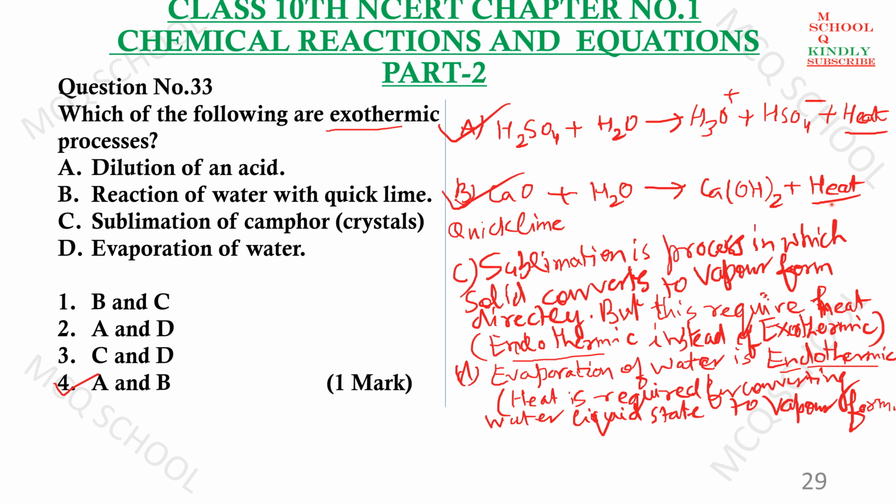Third, sublimation of the camphor crystal. Sublimation is the process in which solid converts to vapor directly, but this conversion requires heat. So that means taking heat means endothermic. So it is endothermic instead of exothermic. Fourth, D. Evaporation of water is also endothermic because this requires heat to convert water to vapor form. So hence the answer is A and B. That means option 4, A and B.